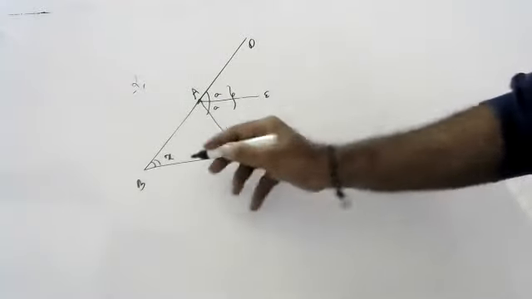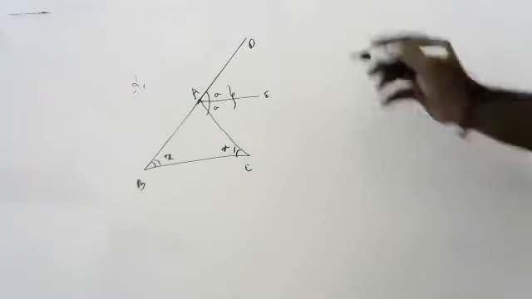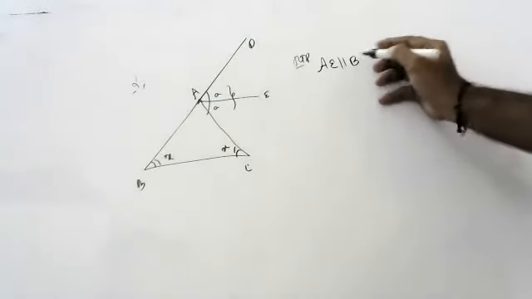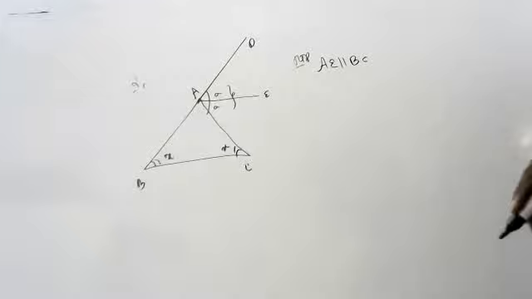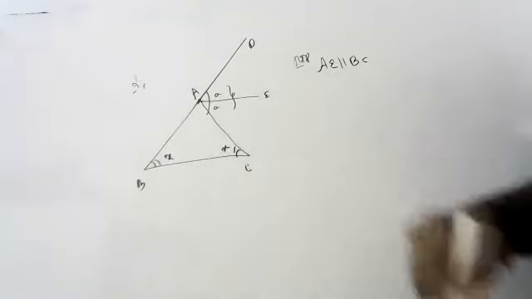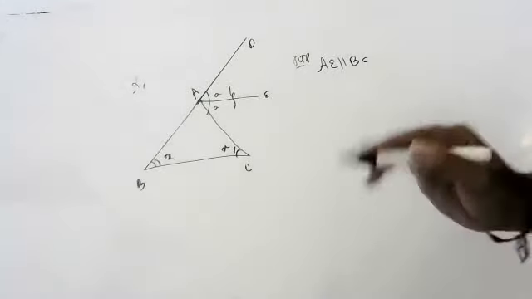They are asking us to prove that AE is parallel to BC. This line is parallel to this line. We should prove it. Can you prove it, Nana? Sir, yes.